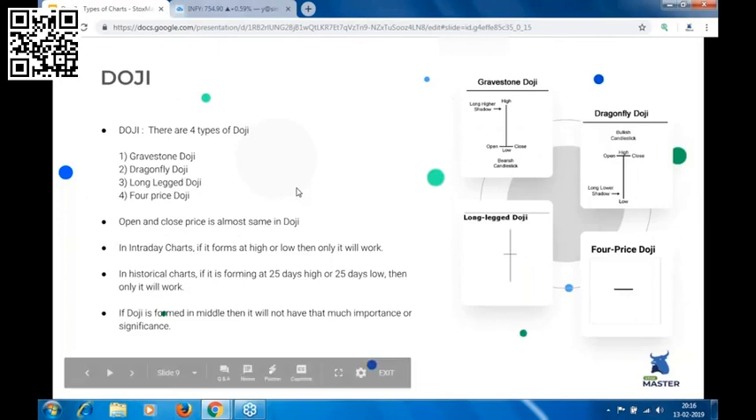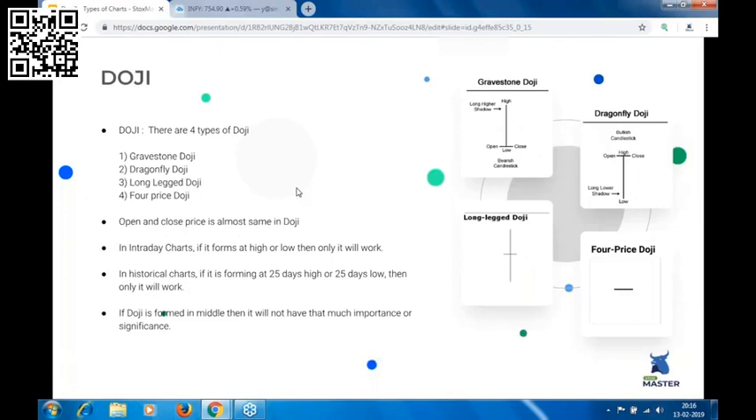Now next we have different kinds of dojis. Basically there are four kinds of dojis. One is the gravestone doji, then we have a dragonfly doji, then a long legged doji, and the four price doji, which, as I said, is of no importance to us. It doesn't affect the trend as well. In the four price doji, the open, high, low, close, all are at the same point. Now in any kind of doji, there is no body at all. Open is almost equal to the close. Open and close are both at the same level.